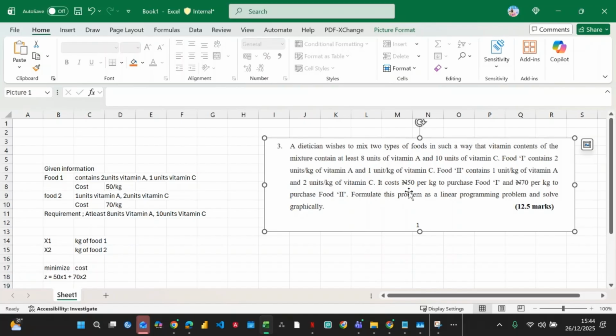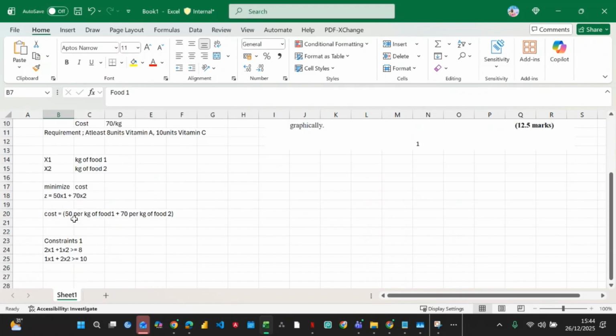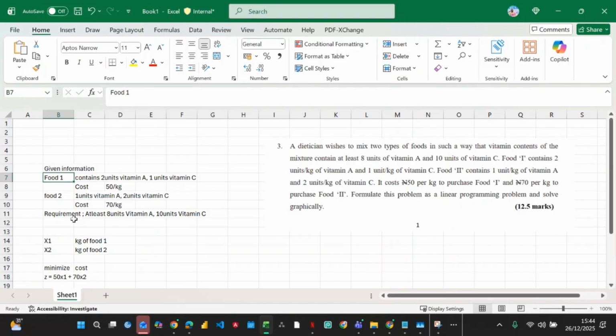Remember, when we are going to the market to buy this food, it costs you 15 naira per kg to purchase food one, and then 17 naira per kg to purchase food two. We have all the data.